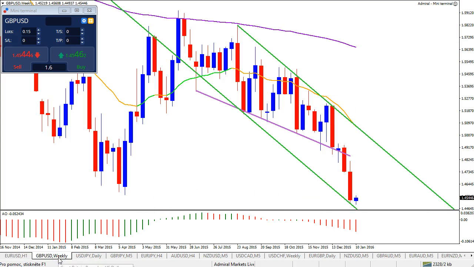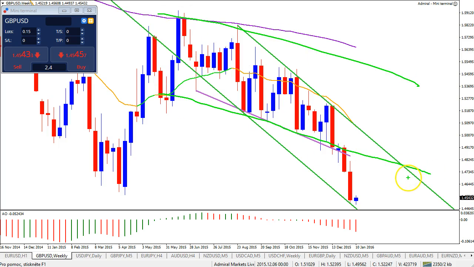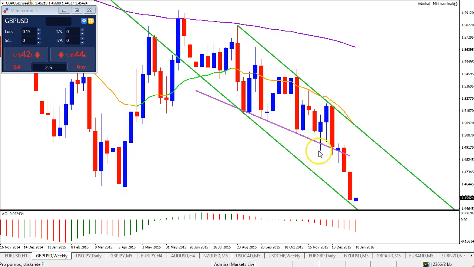GBPUSD, definitely downtrend continuation. It broke below this purple support trend line, and the downtrend channel angle is getting steeper. You can see the steepness here, a pretty good angle at this moment, and it's definitely a lot steeper than at first. What it was at first, this angle was very shallow. Now it's a lot steeper with the recent acceleration.